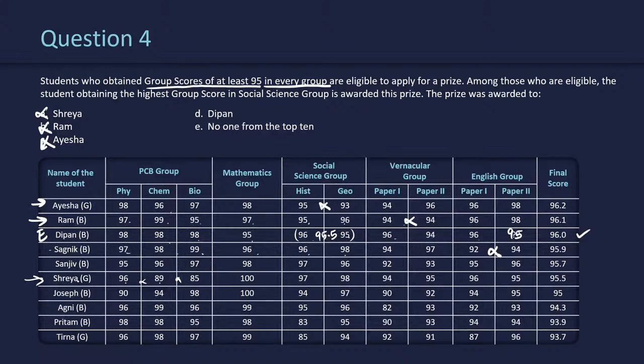He can't be eligible. Sanjeev, 95, 96, 97, average is more than 95. 98, 97 and 96 का average more than 95. 92, 93 के कारण Sanjeev is also not eligible.